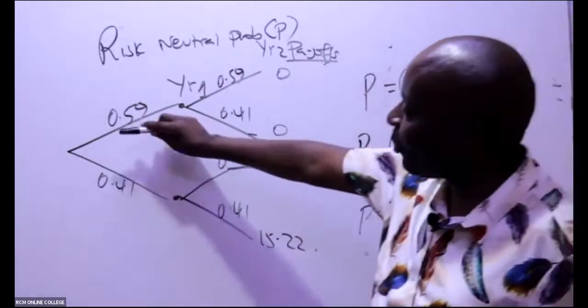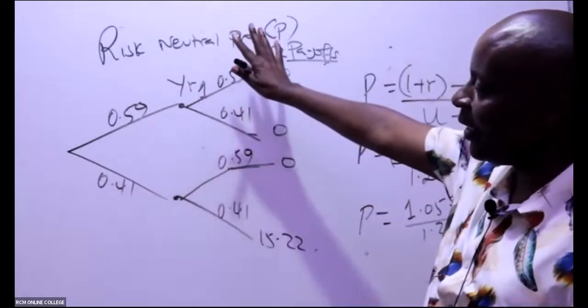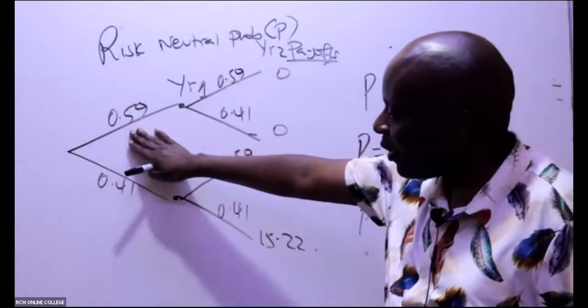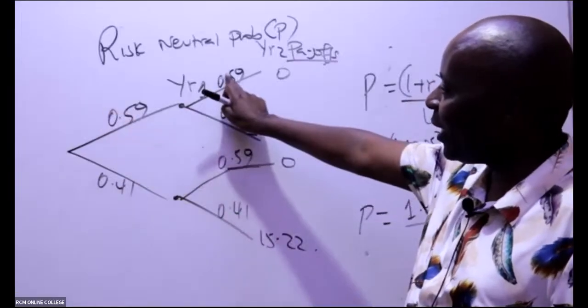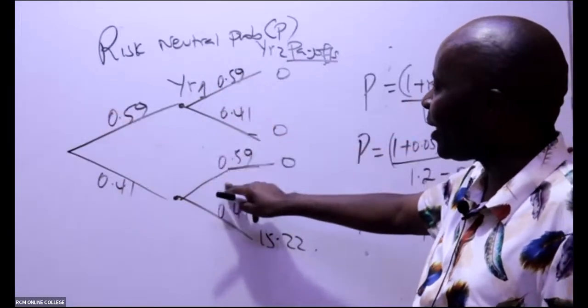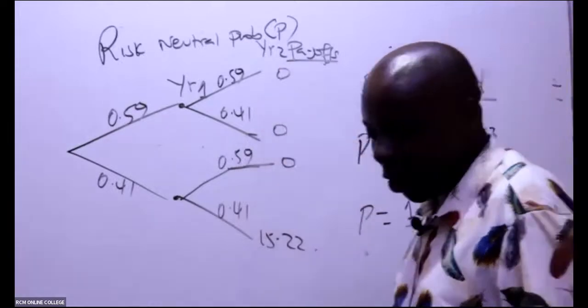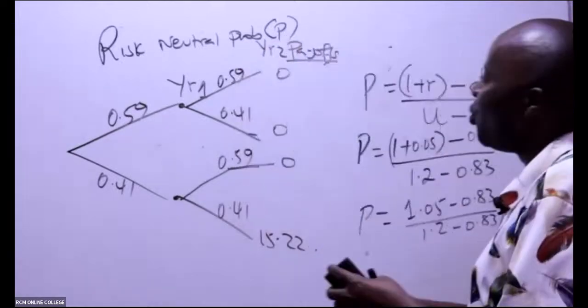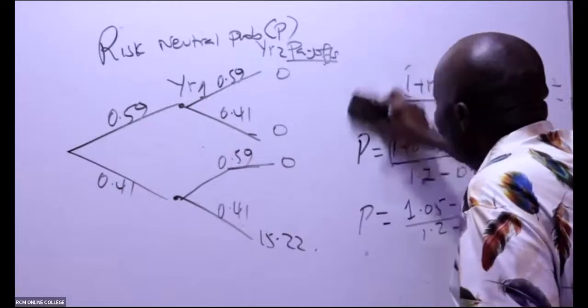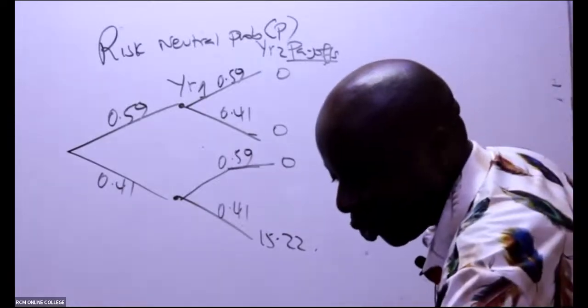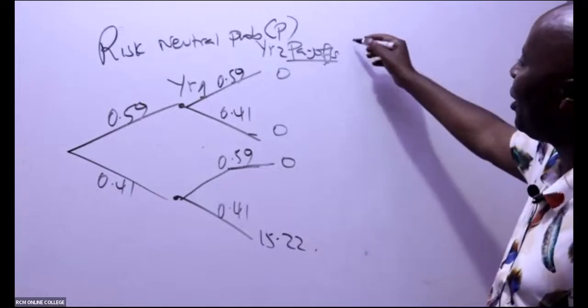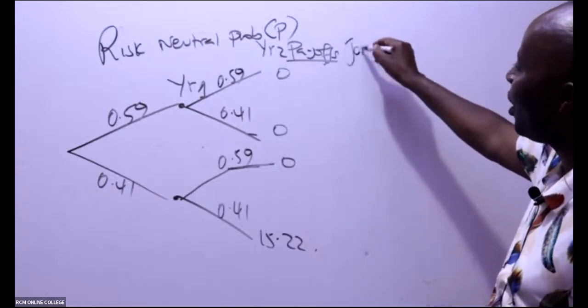Because once you get this 0.59 risk-neutral probability, automatically the other one will be the complement. 0.59, the upper one, like that. So you have your payoffs. What you need to do now is to give us the joint probabilities, the JPs.